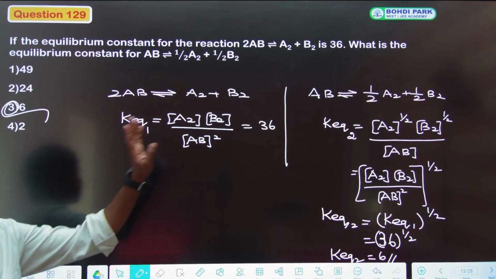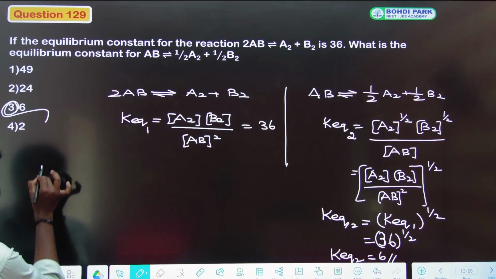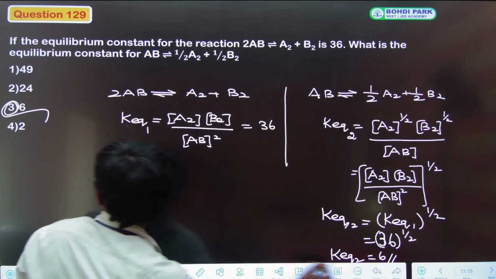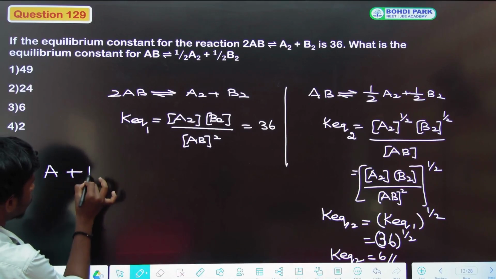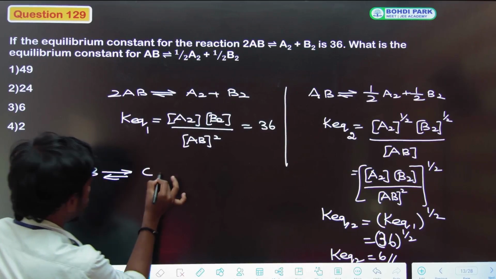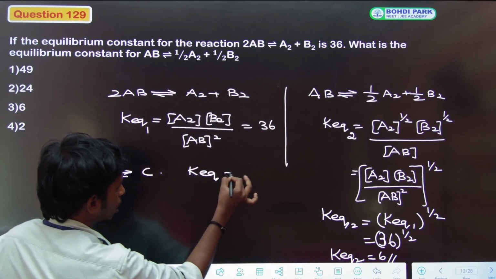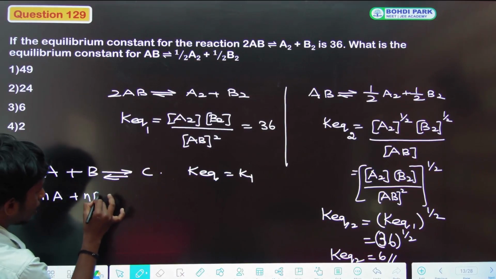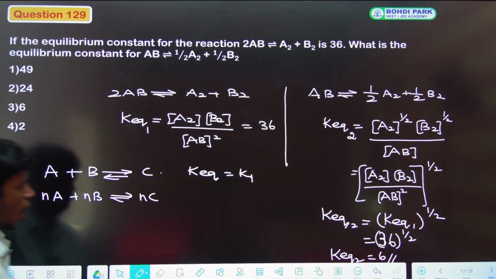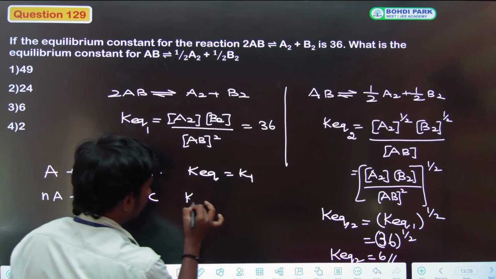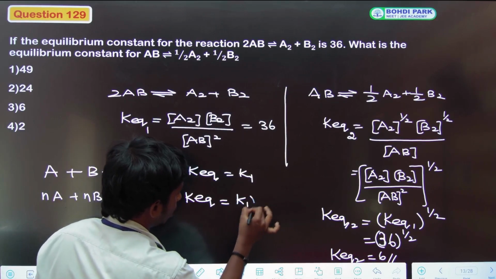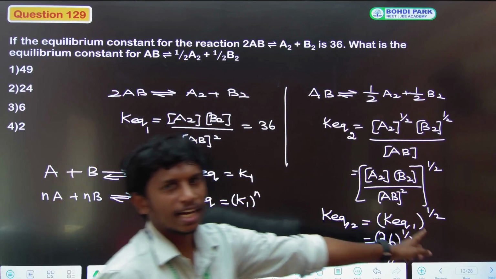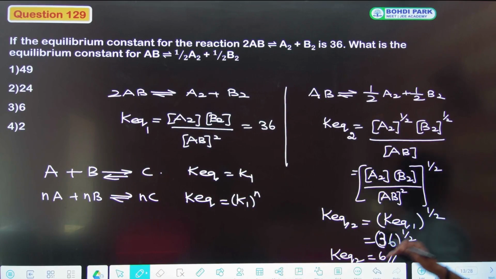Okay, there is a simple trick for this. If A plus B gives C, this is an equilibrium with K equilibrium value K1. If NA plus NB is in equilibrium with NC, that is, everything has been multiplied by a common N, the final equilibrium constant will be equal to K1 power N. Here everything is multiplied, so you can take this formula directly. If you directly take the power of N, the answer will come out correct.